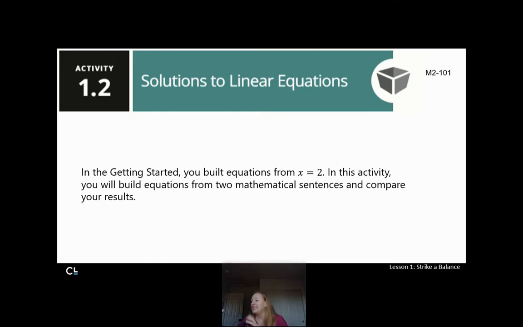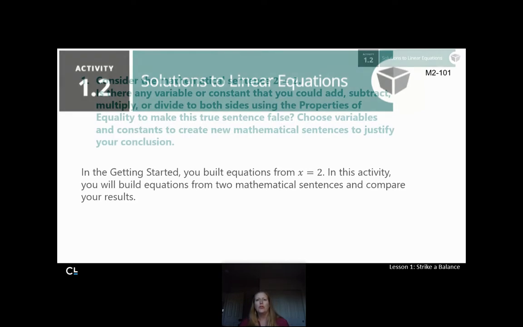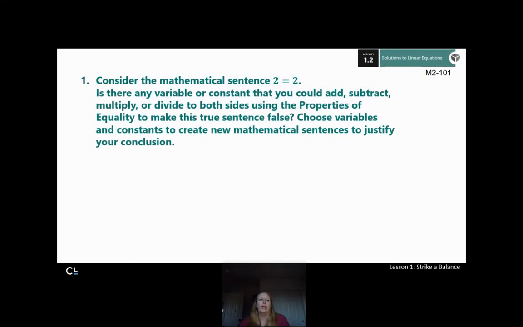In this activity, we're going to build equations from two mathematical sentences, and we're going to compare our results a little bit. The mathematical sentences we're dealing with today are going to look a little bit different from the x equals 2, and you'll see what I mean here. If you're on page M2-101, on number 1, I'd like you to consider the mathematical sentence 2 equals 2.